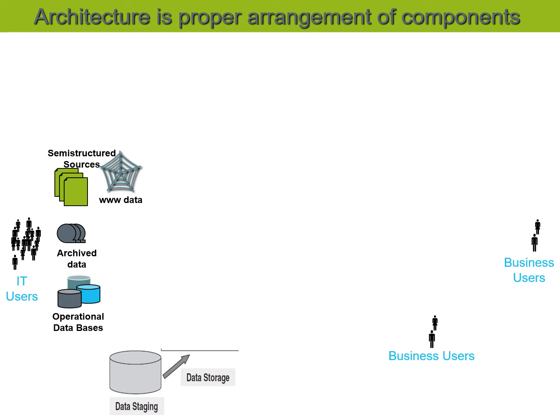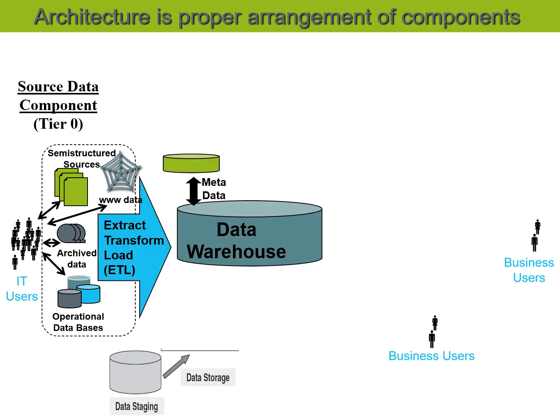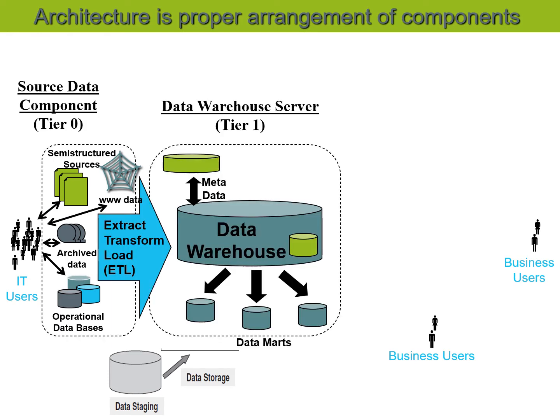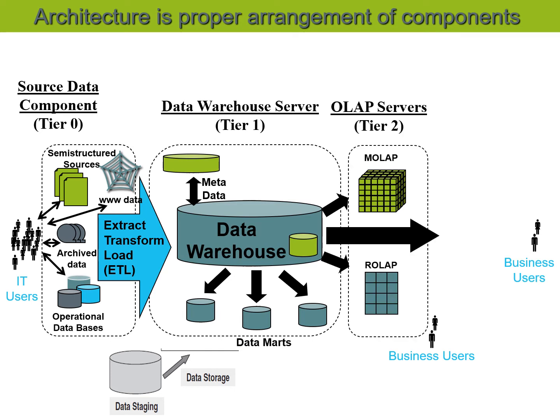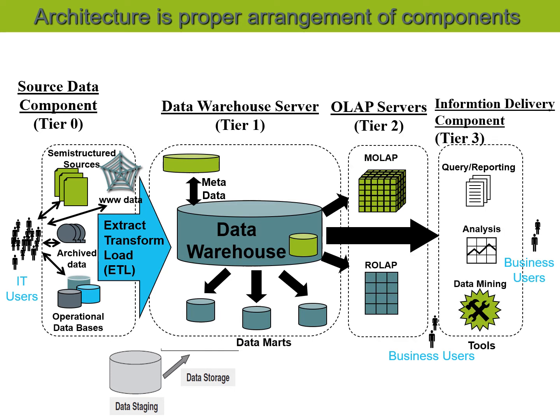Architecture of data warehouse. Architecture is basically the proper arrangement of components. You build a data warehouse with software and hardware to suit the requirements of your organization. You arrange these building blocks or components in a certain way for maximum benefit.